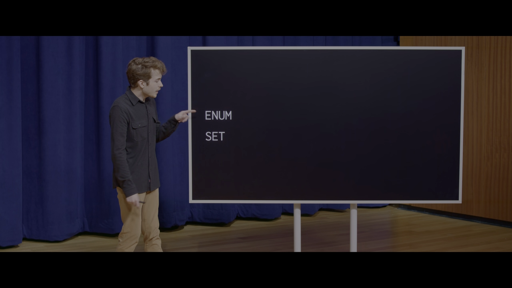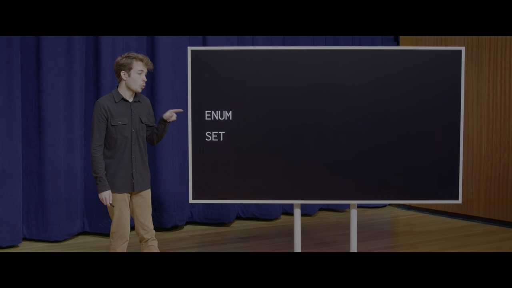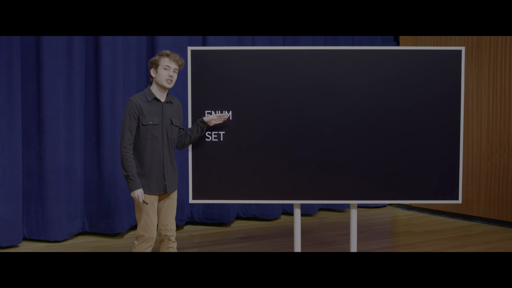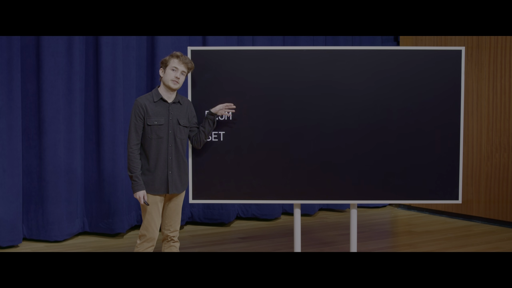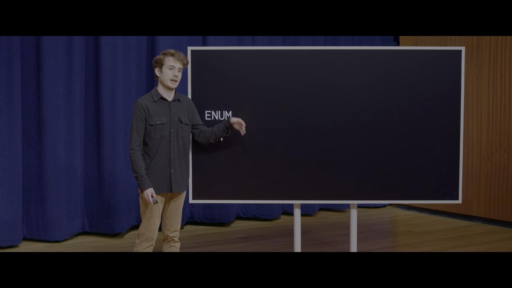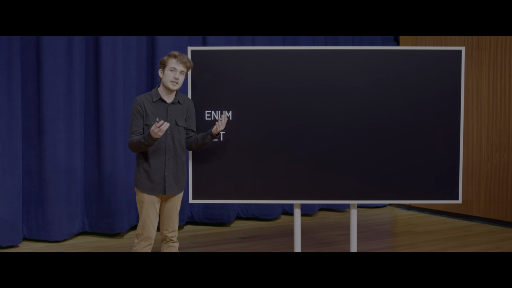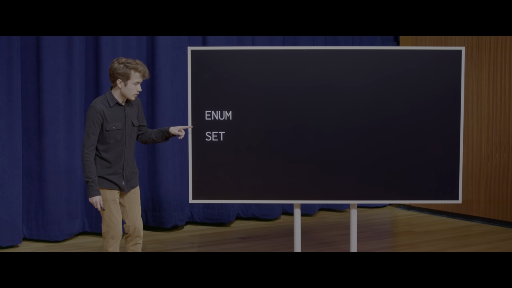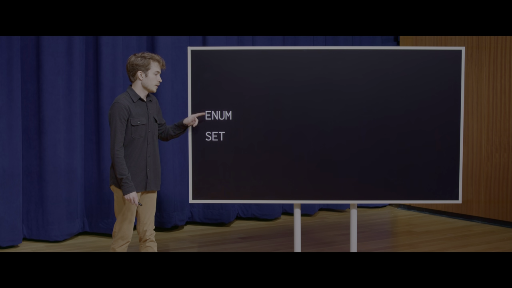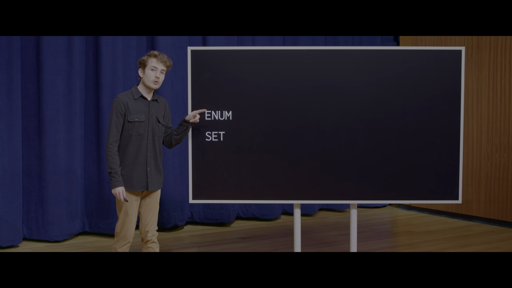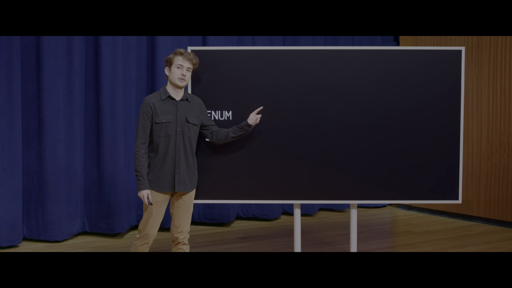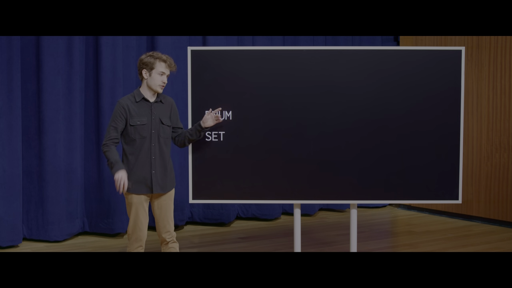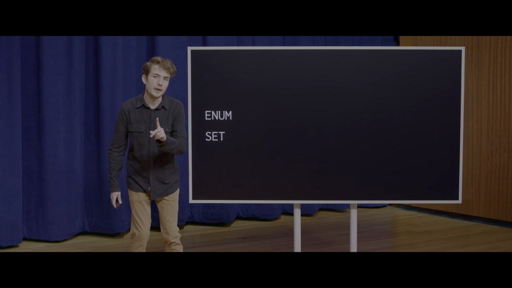Well, I could use enum for that, where enum lets me enumerate the possible options I could put into this column, like XS, S, M, if I'm doing t-shirt sizes, or something else altogether. Now, set complements enum. Enum means I can only have one of these options. If I had XS, S, M, and so on for t-shirt sizes, I can only choose one.